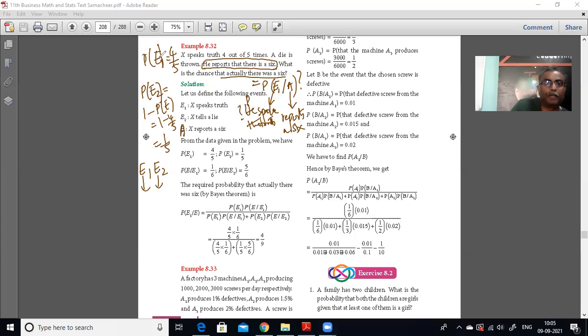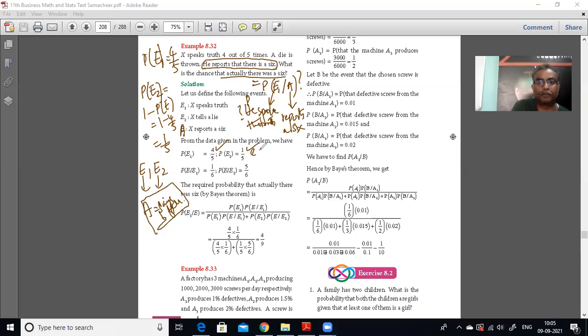He spoke the truth, P of E1, 4 by 5. He did not speak the truth, 1 by 5. Okay, E1 and E2. Now, A is, he actually reports a 6. He actually says 6 fell. That is an arbitrary event. Now, from the data given, P of E1 is 4 by 5, P of E2 is 1 by 5. We saw how. He speaks the truth 4 out of 5 times, so that is 4 by 5. 1 minus 4 by 5, you will get P of E2.